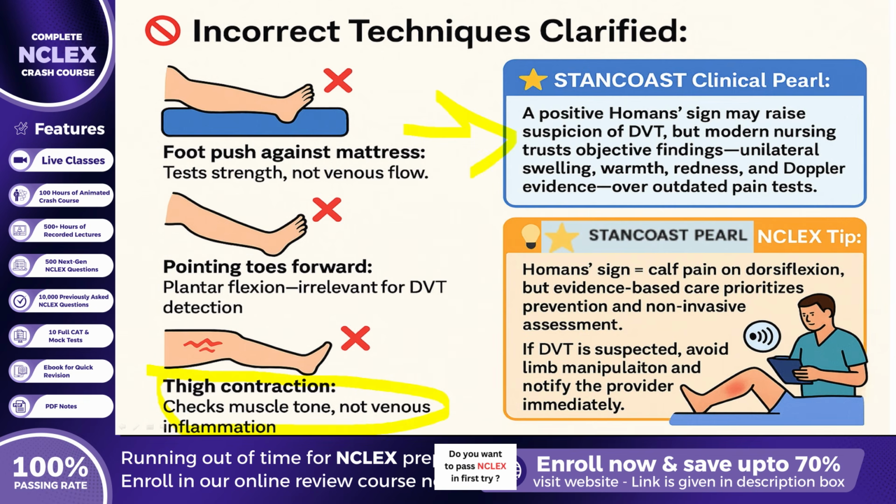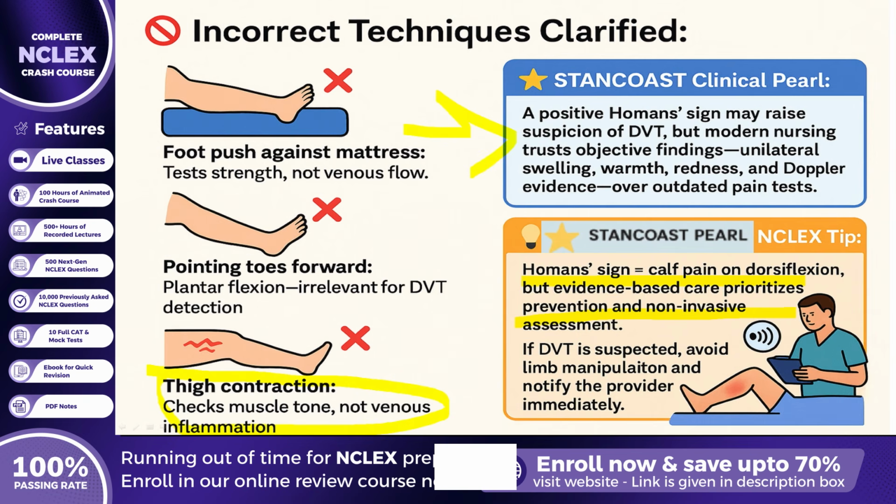Hohmann's sign equals dorsiflexion pain in the calf, but evidence-based nursing emphasizes prevention and non-invasive diagnostics. If DVT is suspected, avoid massaging or manipulating the affected leg and promptly notify the healthcare provider.